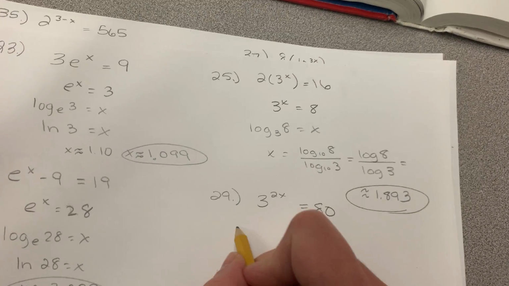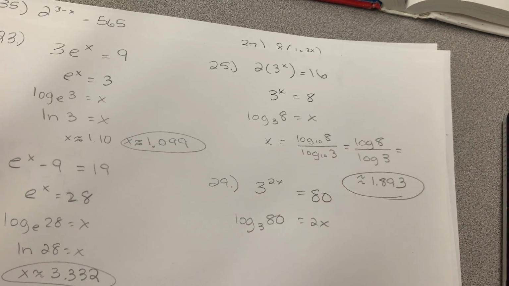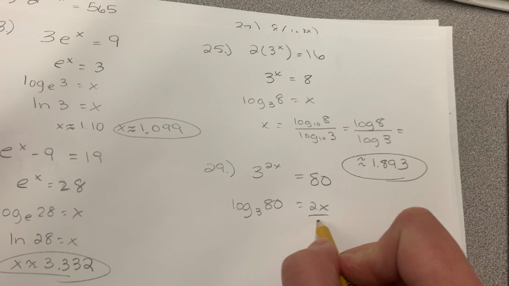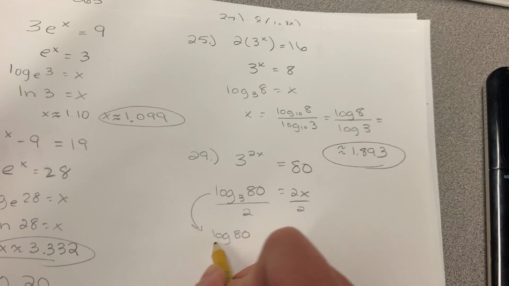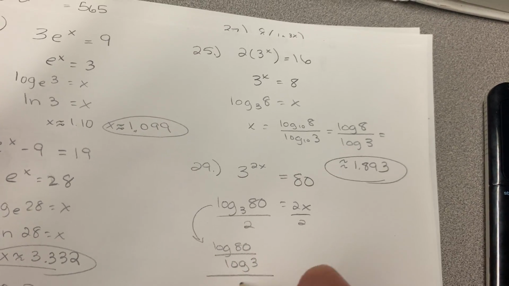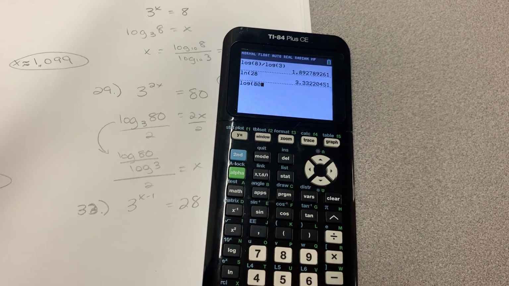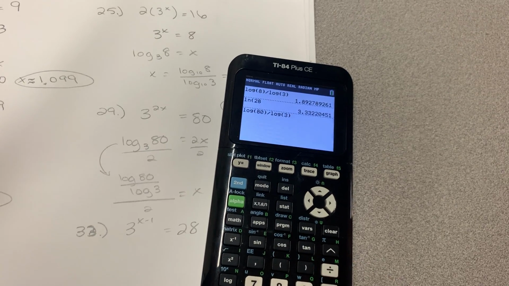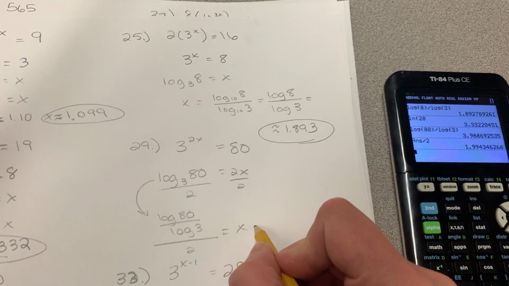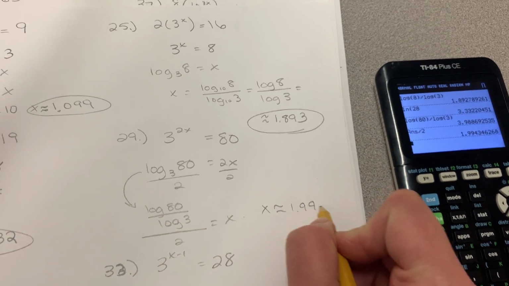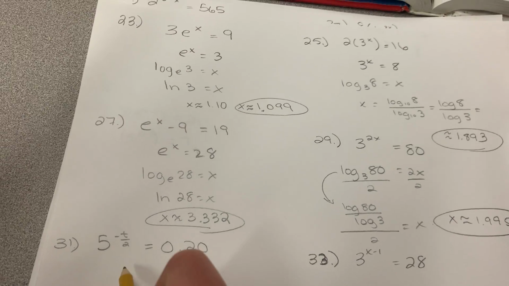All right, exponential form does not help you, so log form will. Log 3 80 equals 2x. Okay, so whatever we get here, we have to divide by 2. So this part is going to be log 80 over log 3, and then whatever I get there, I'm going to divide by 2. So log 80 divided by log 3 divided by 2 is 1.995. Make sure you have a calculator, a scientific one, to help you, okay?